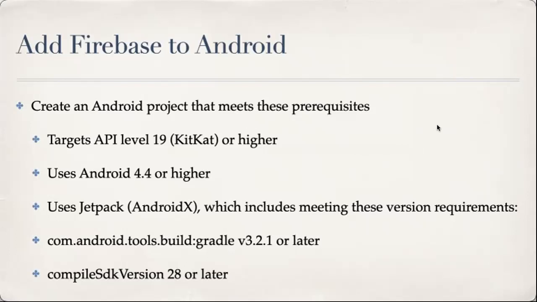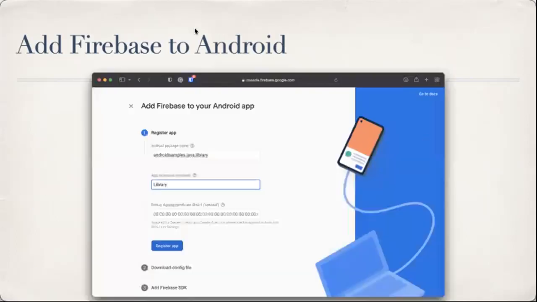So once you have that, then grab your package name, and you'll use it again on the console like this. So on the console, next step, you'll have to register your app using the package name. So here I have put Android samples.java.library and then give the name of the project. I have left the SHA-1 entry here blank, but you should use it for authentication.